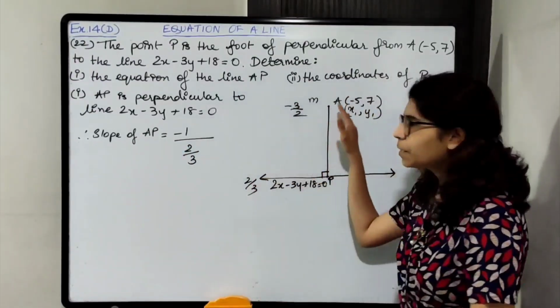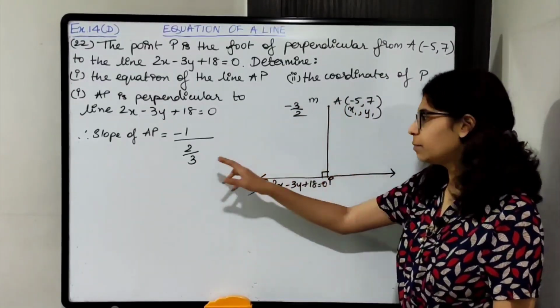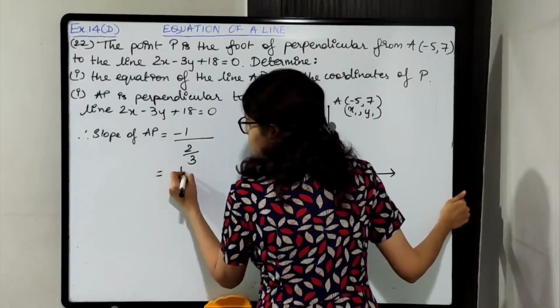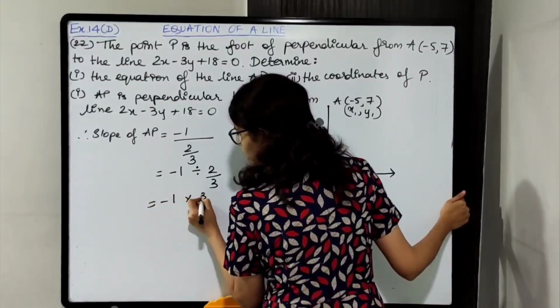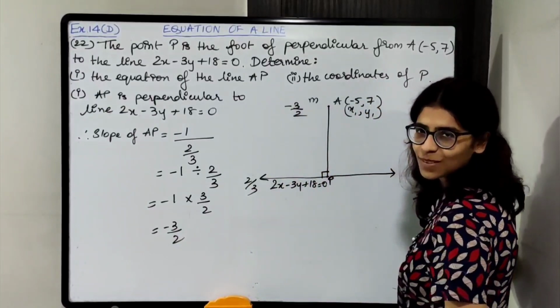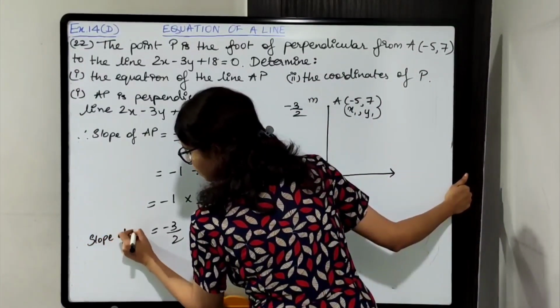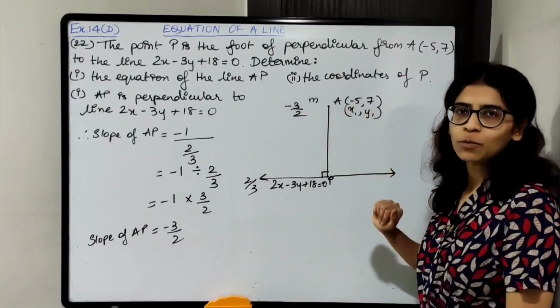You can take M1 M2 and then find out. Okay, I have not taken M1 M2 over here, मैंने directly कर दिया है. So it is basically -1 divided by 2/3. So it is -1 into 3/2, that is -3/2. Okay, so slope of AP we got. We have slope, we have 1 point का coordinates.